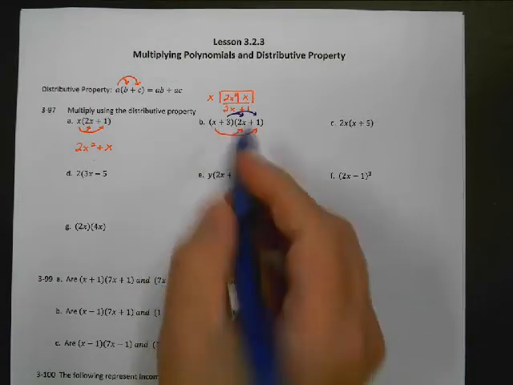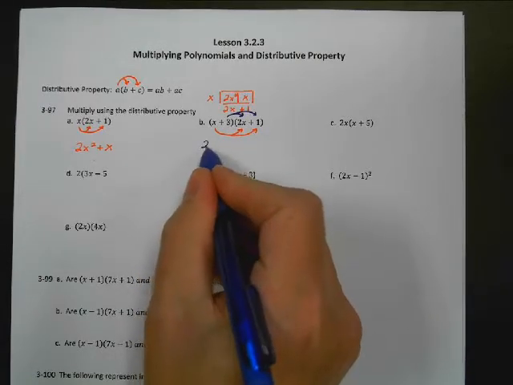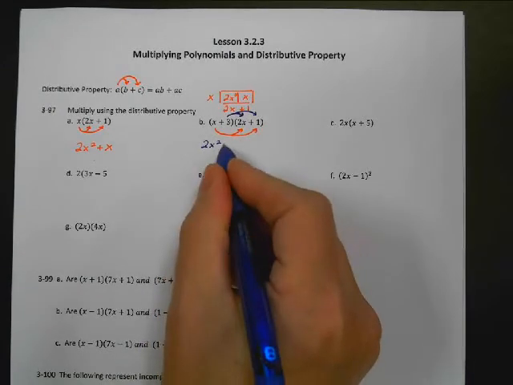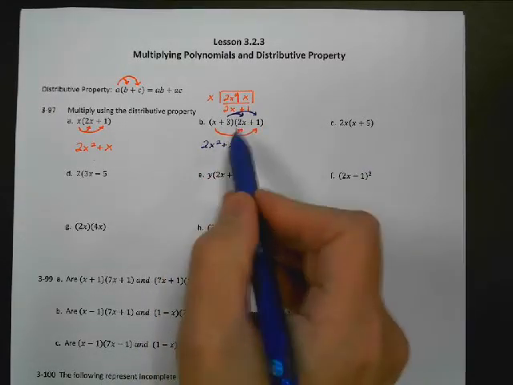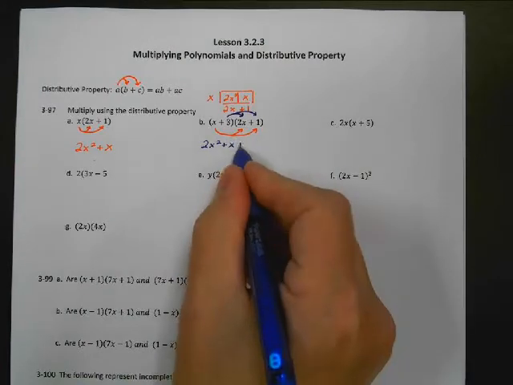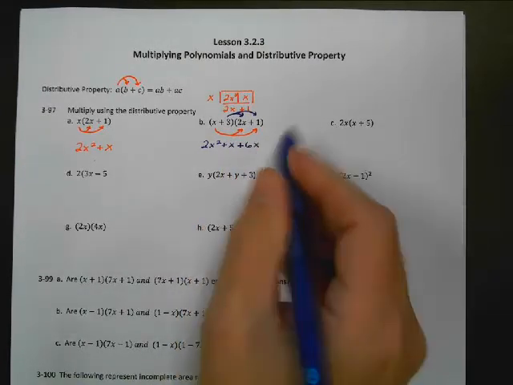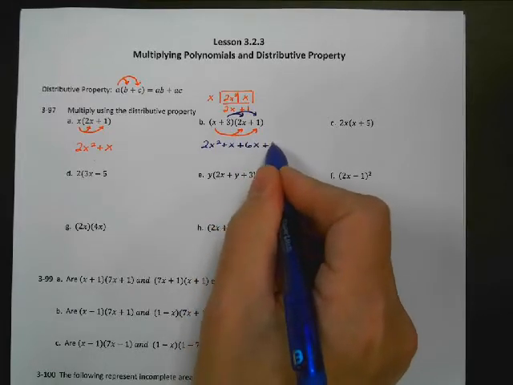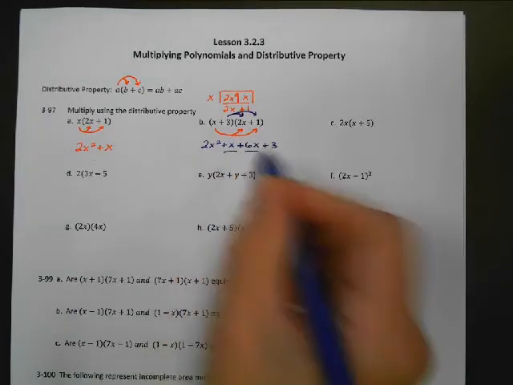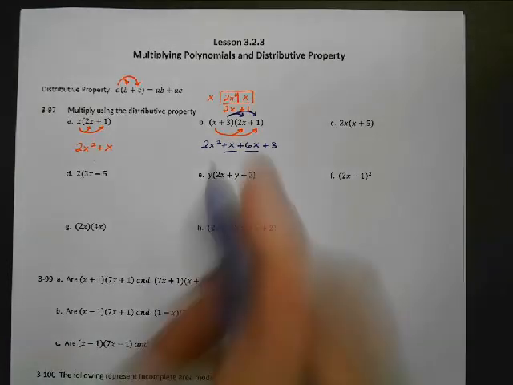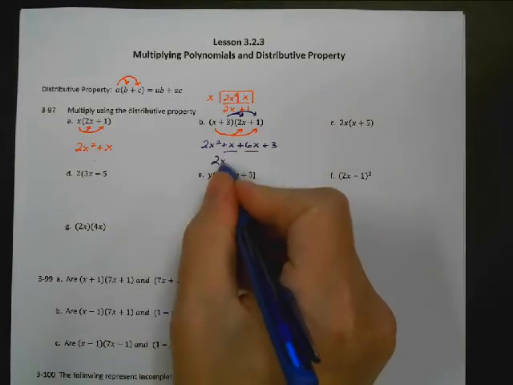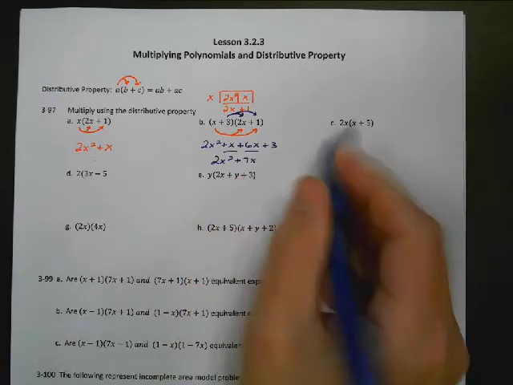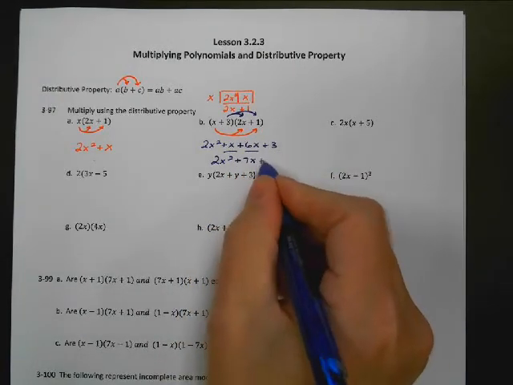X times 2x would be 2x squared. X times 1 would be x. 3 times 2x would be 6x. And then 3 times 1 would be 3. We do have like terms here, so we have to combine those at the end of the problem. I would get 2x squared. X plus 6x is 7x because I have 1x plus 6x, and then plus 3.